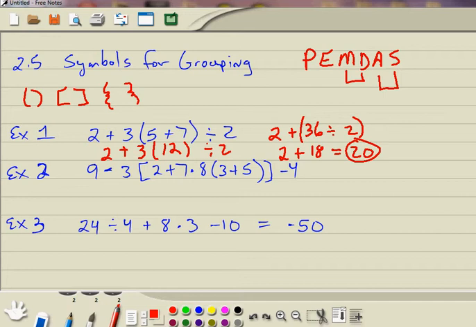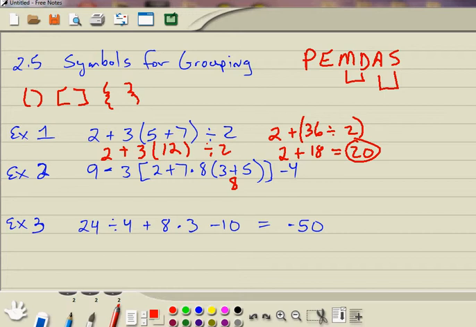We have a set of parentheses and a set of brackets. And like I said, we're going to go to the innermost part first, where I'm going to get 3 plus 5, and we got 8. Okay, so now that we've taken care of that bracket, we're going to do everything inside the braces here. I have 2 plus 7 times 8 times 8, and then the minus 4 on the end.